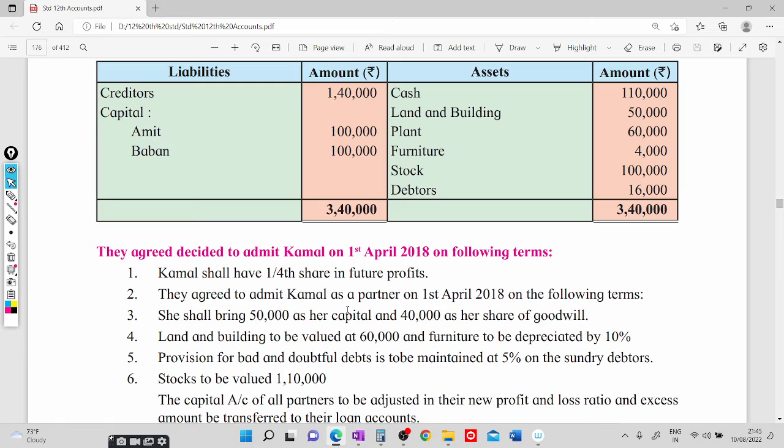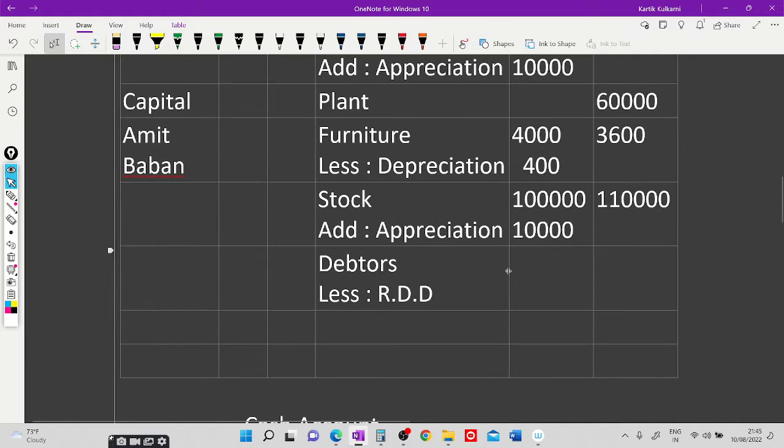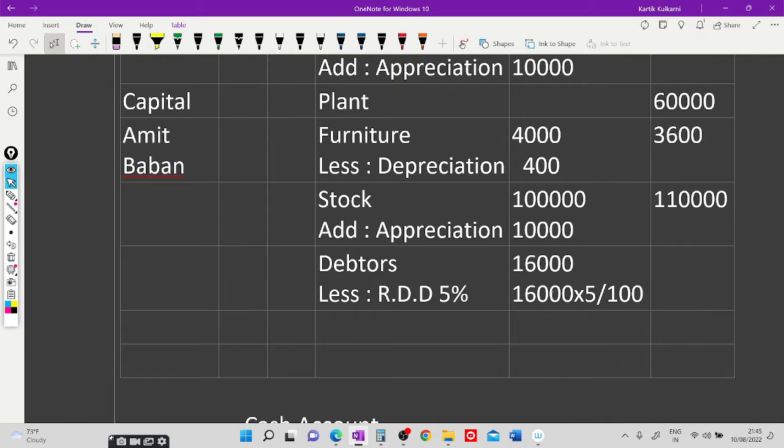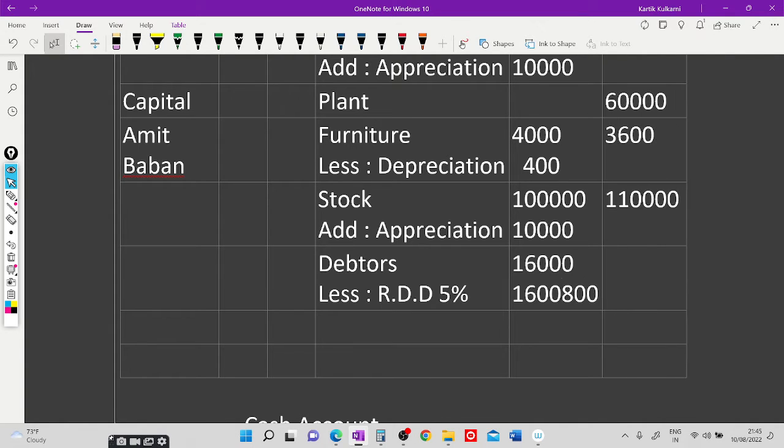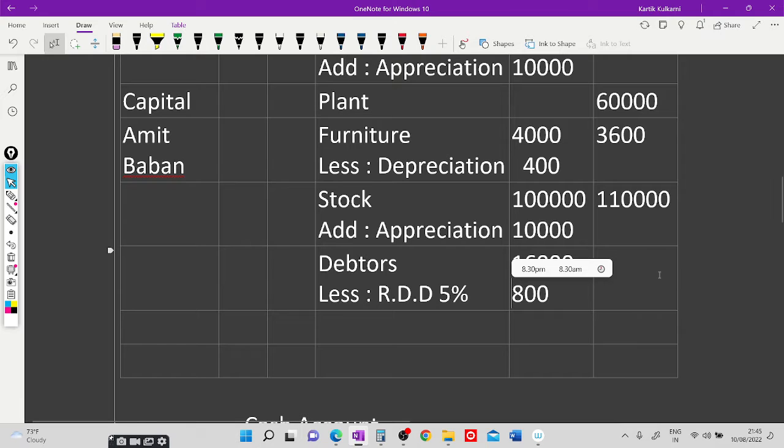Debtors book value is 16,000 and there is an RDD of 5% to be maintained. So debtors we will write in the balance sheet 16,000 in the inner column, because we have to reduce debtors by 5%. There is a provision of RDD 5%. So 5% of 16,000 comes out to 800. So we will reduce debtors by 800.